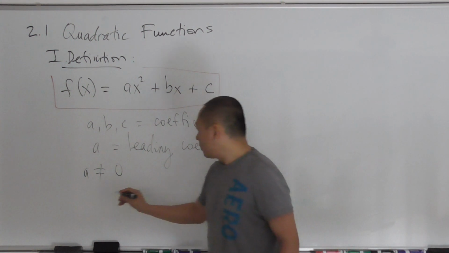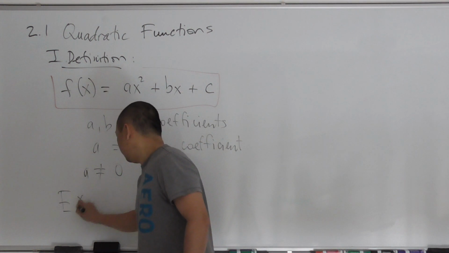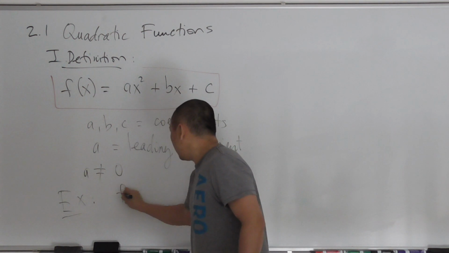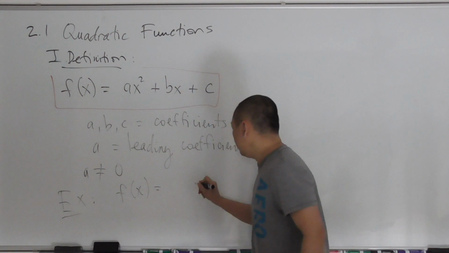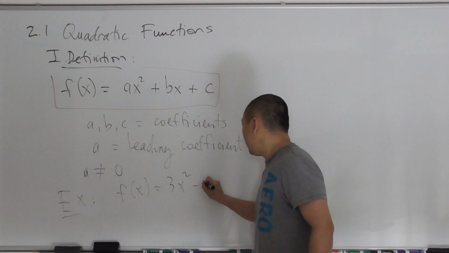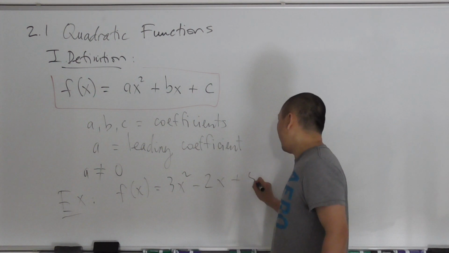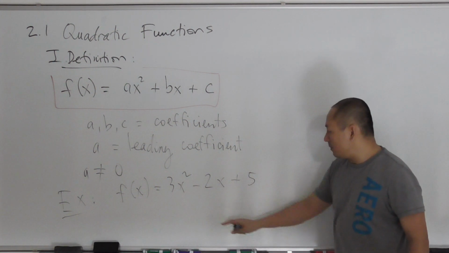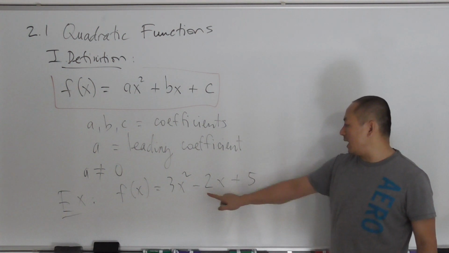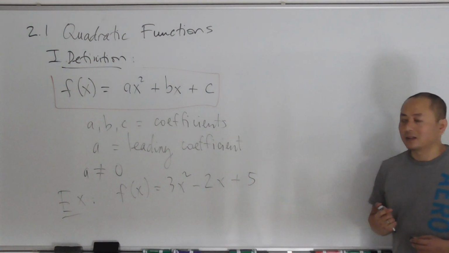An example of a quadratic function. Say f of x is equal to 3x squared minus 2x plus 5. And in this particular example, a is 3, b is negative 2, and c is 5. All right?